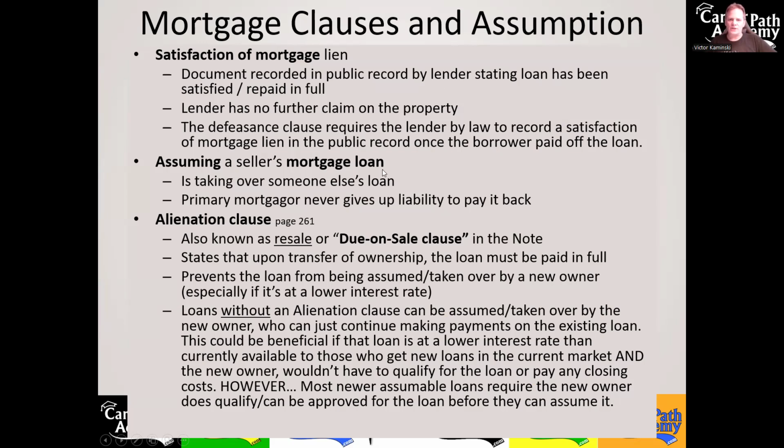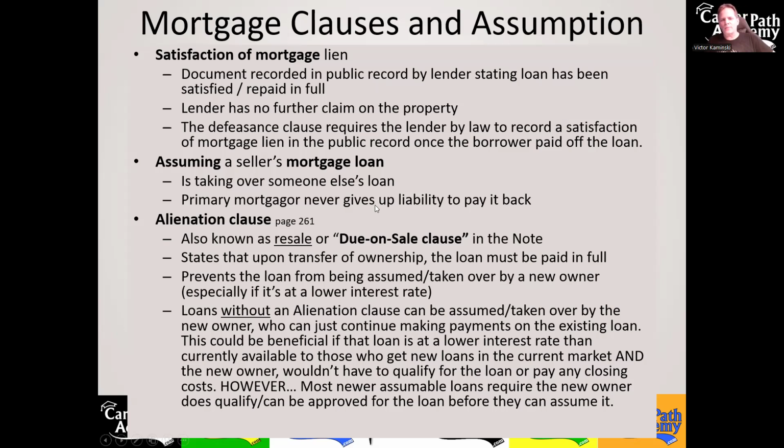Assuming a seller's mortgage loan. What does that mean? To assume a loan means to take it over. You're taking over someone else's loan payments. However, just like with subleasing, the primary mortgagor gives up liability to pay it back. So if somebody takes over your loan payments and then they fail to make the loan payments, you still hold primary responsibility to pay it back.